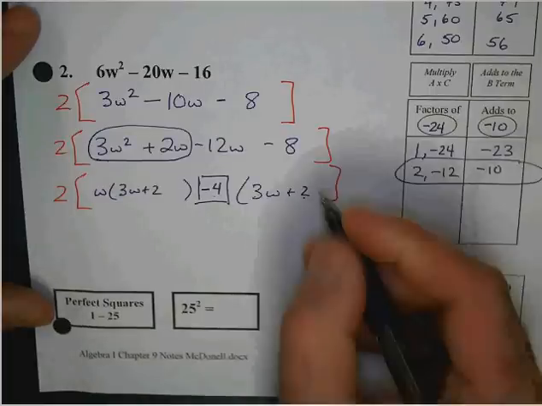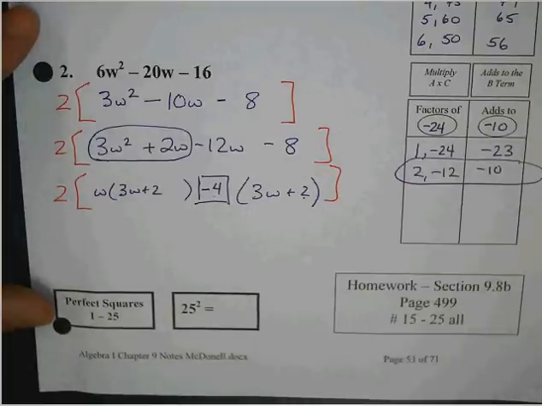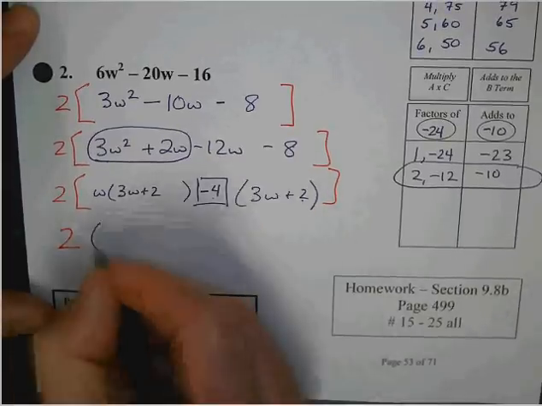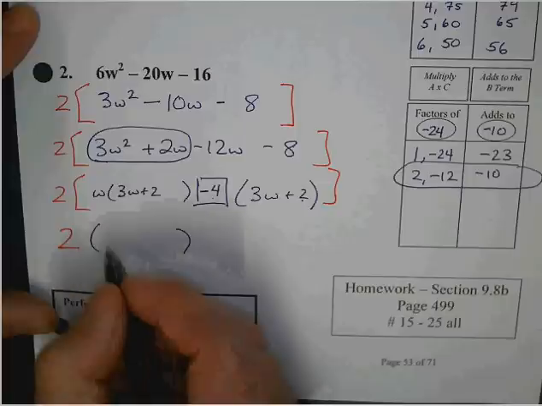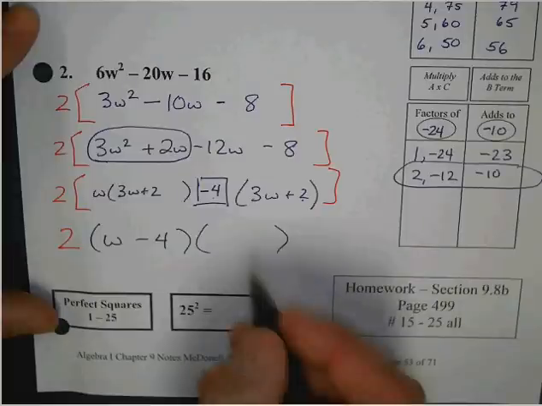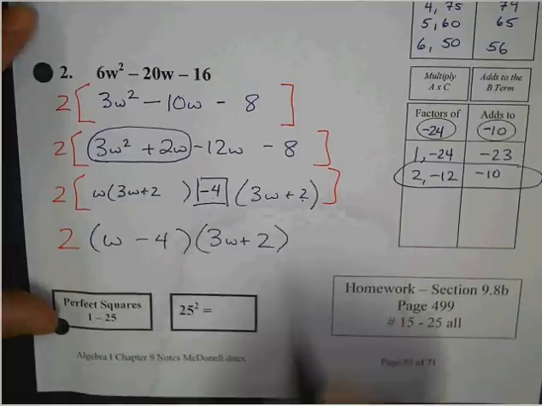Oh, thank you. All right, so I write my answer. There's my 2. What's my first parentheses? W minus 4. Luke chooses someone else. Give me my second parentheses. 3w plus 2.